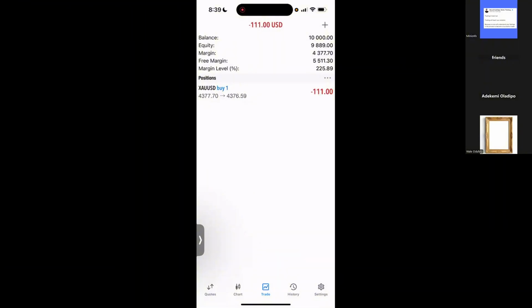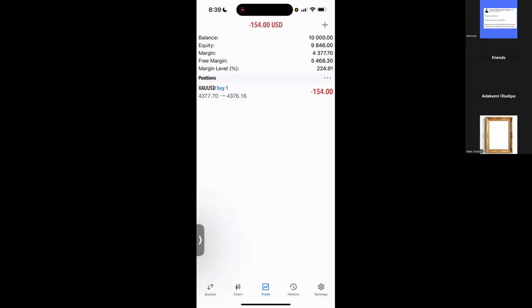Remember, one standard lot is $10 per what? Per pip. You understand? So just do the math. From your account balance, you can know how many pips you are losing. Just know that one standard lot per pip is $10, a mini lot per pip is $1, and a micro lot is cents. So basically just know how much you're losing.